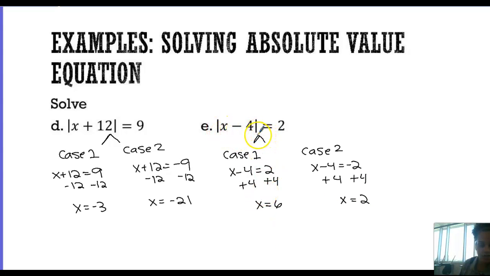6 minus 4 is 2. The absolute value of 2 is 2. 2 minus 4 is -2. The absolute value of -2 is +2. Therefore, we have our answers.